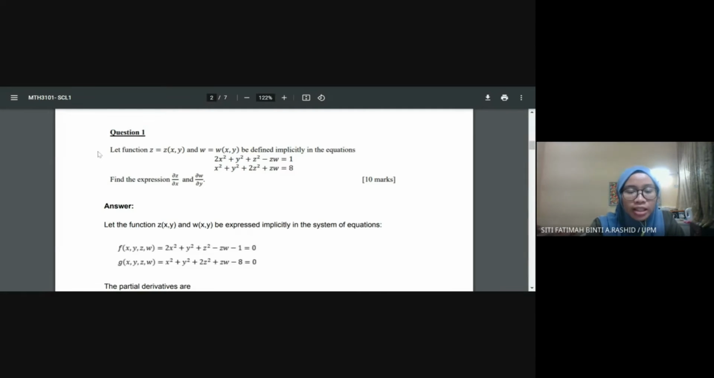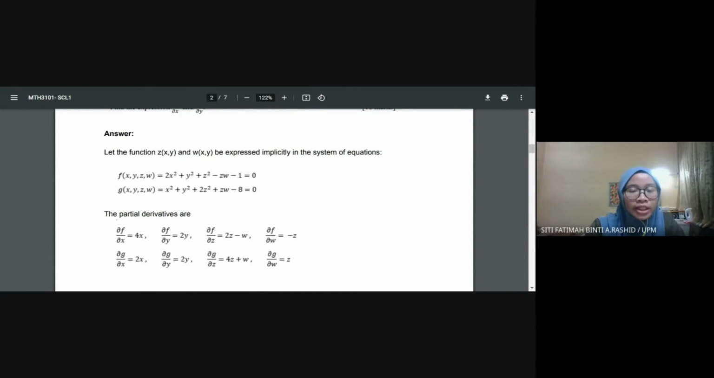Question number 1. Let functions z equal to z(x,y) and w equal to w(x,y) be defined implicitly in the equations 2x squared plus y squared plus z squared minus zw equal to 1 and x squared plus y squared plus 2z squared plus zw equal to 8. Find the expression of del z over del x and del w over del y.